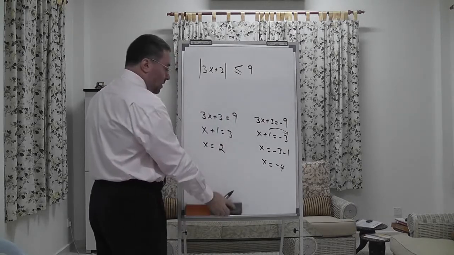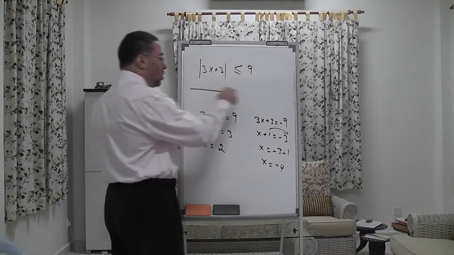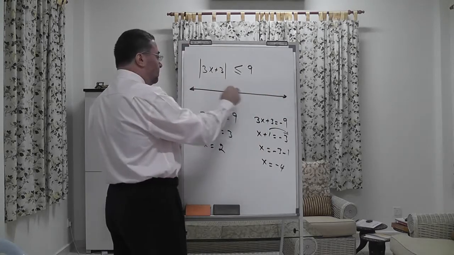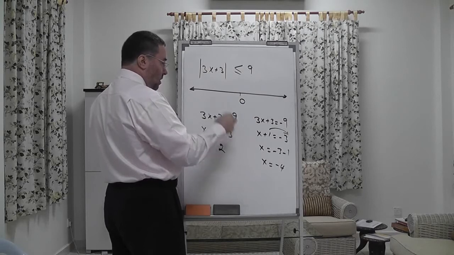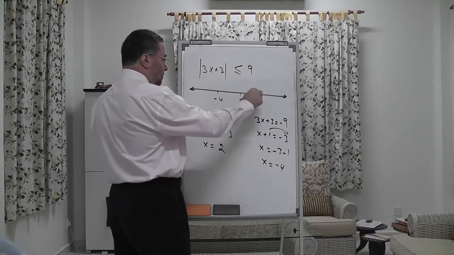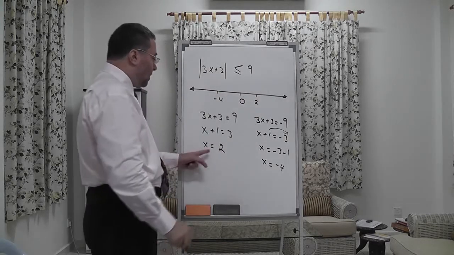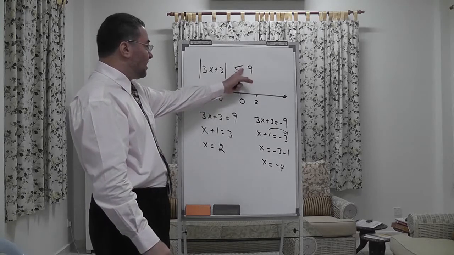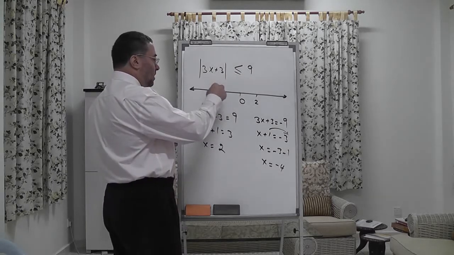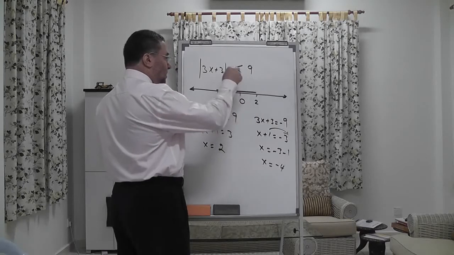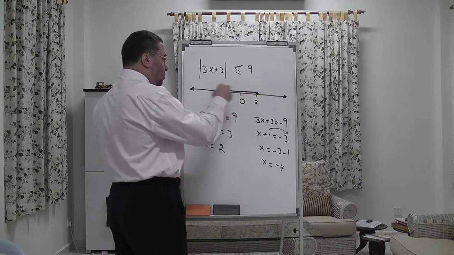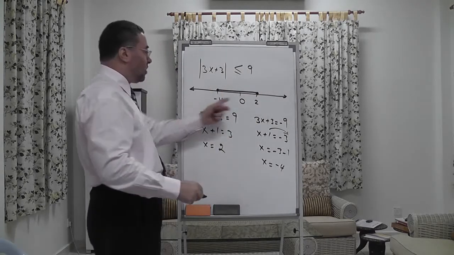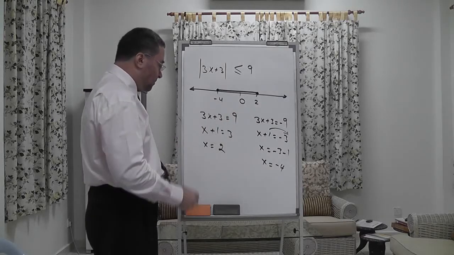And we are going to plot this. We put our roots on the number line, and our solution, since this is less than, will be between these two. And since we have equal, these two values, minus 4 and 2, are included in the set.